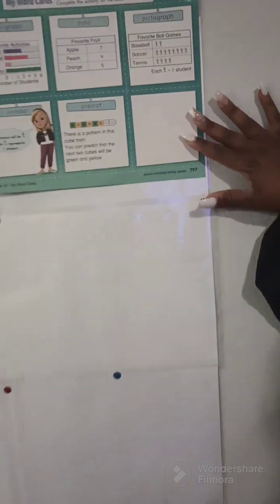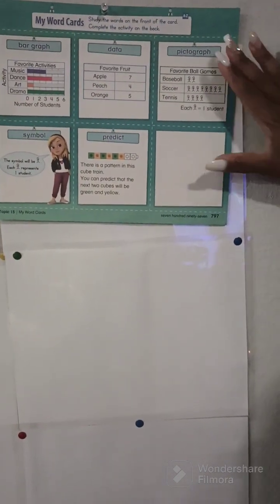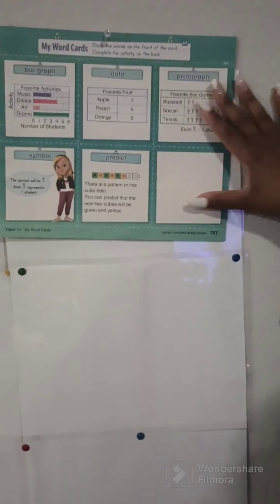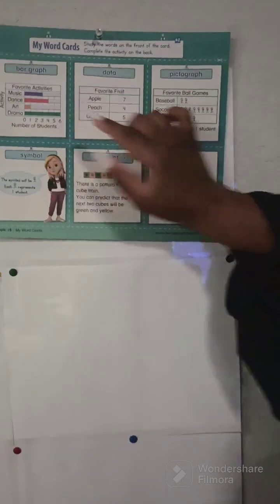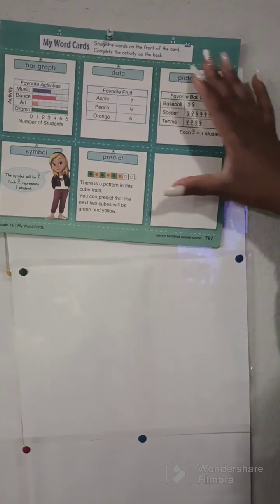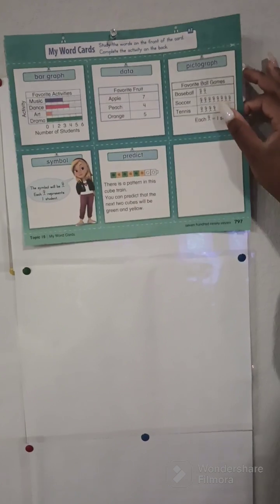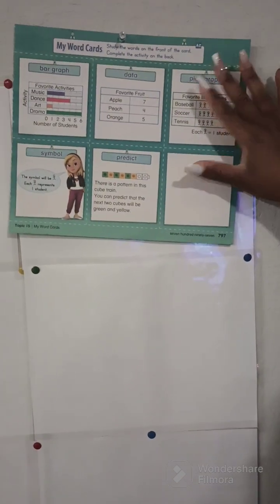Go ahead and turn to page 797 in your math books. You will see a page that has vocabulary for today. It has bar graphs, data, pictograph, symbol, and predict. We're going to cut all of these cards out, and then we're going to complete the back of the cards, which will have the definition of each vocabulary word.